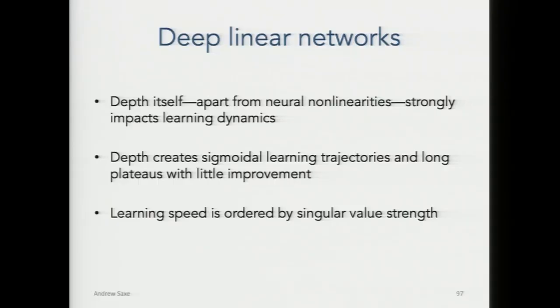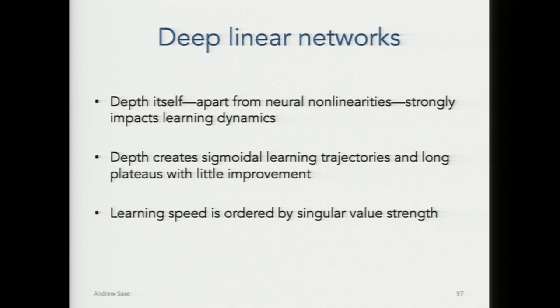From analyzing this model, we've seen that depth itself, apart from neural nonlinearities, strongly impacts learning dynamics and creates these sigmoidal learning trajectories. And there was a time when people thought that that really depended on nonlinearity. The notion was you've got these sigmoidal neurons. When some of them saturate, when they're in their saturation regime, the derivative back through them is zero. And so that is what causes these long plateaus in learning. Turns out that's not always the case. Right? It can come just from depth, and it doesn't rely on the nonlinearity. And then one result that emerges from this is that the learning speed is ordered by the singular value strength. So you get these waves of singular values popping up one after the other.